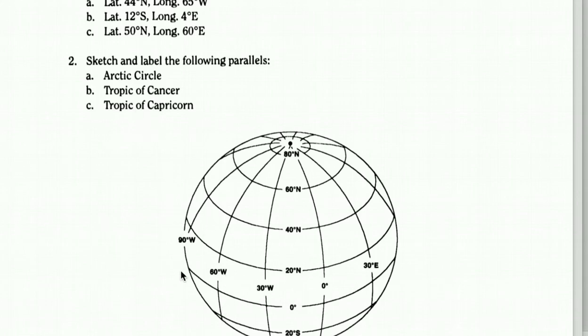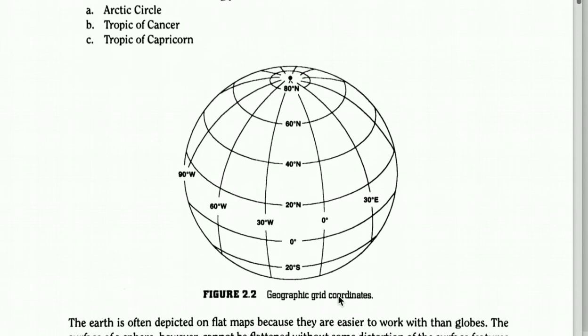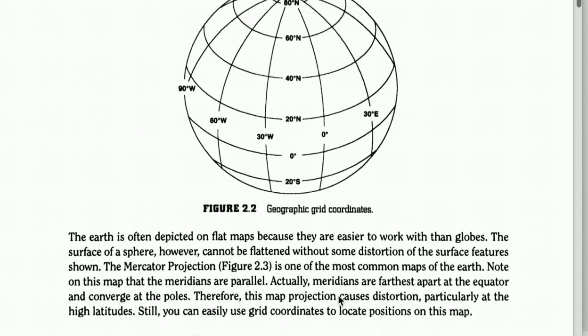Tropic of Capricorn's 23.5. So there's 20 degrees south. Like I said, it's going to be a little bit up under here. Alright? Okay, so once you've done that, it says the Earth is often depicted on flat maps because they're easier to work with than globes, such as this one right here. The surface of a sphere, however, cannot be flattened without some distortion of the surface features shown.